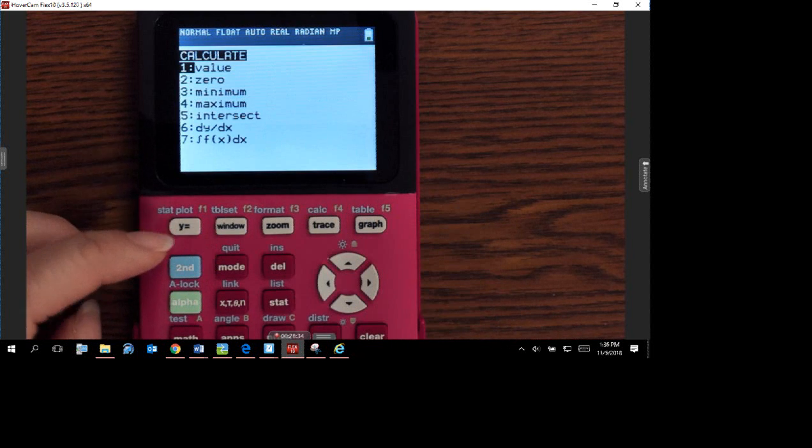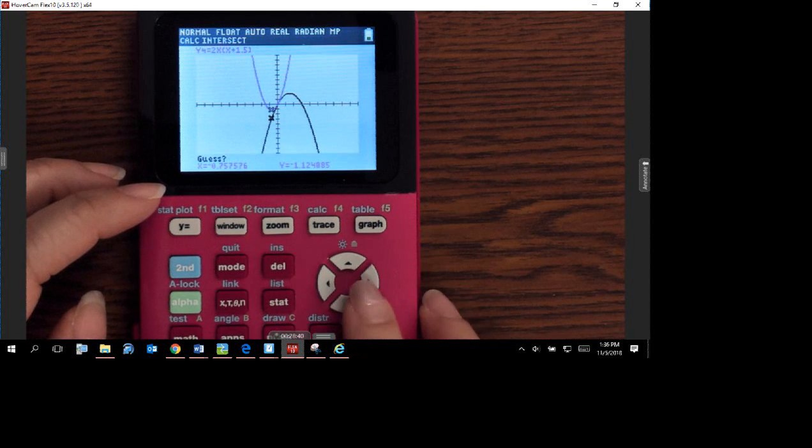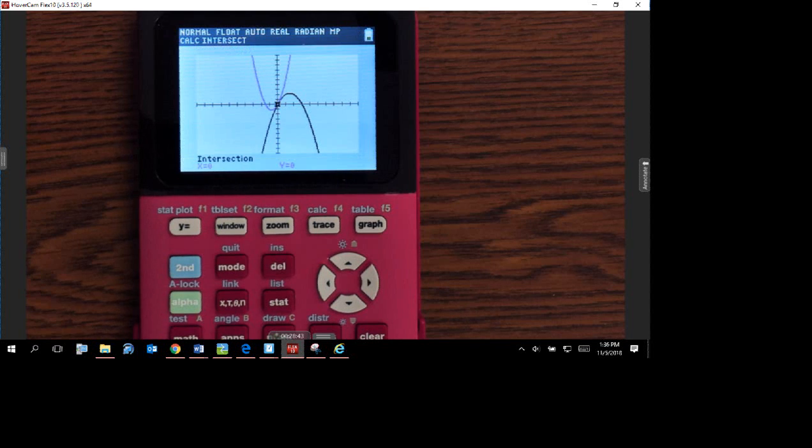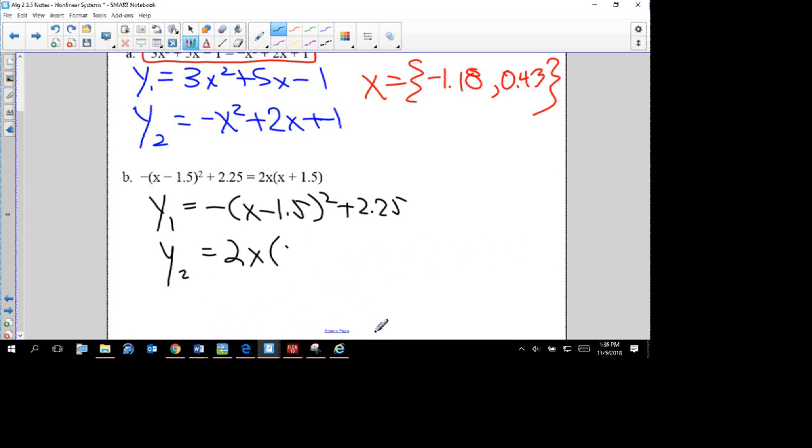So then we're going to do second choice, intersect. First curve, second curve, I'm guessing at 0. And it tells me, yep, you're right, 0. There's only one answer for this one. It's at 0. So I'd expect on your paper you have y1 equals negative parenthesis x minus 1.5 squared plus 2.25, and y2 is 2x plus 1.5. That's what you have on your paper, and then you have x equals 0.